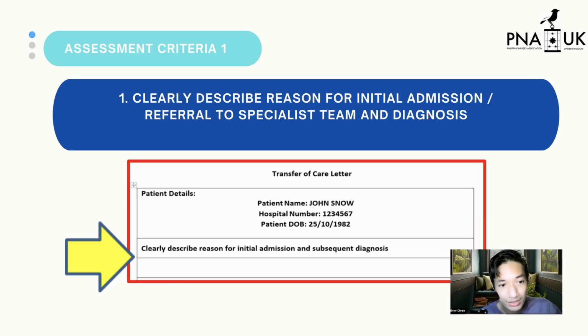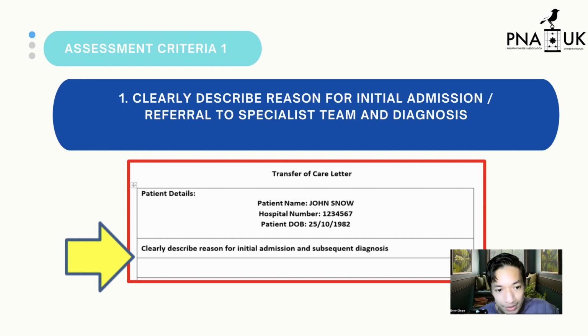So the first criteria on your evaluation station is to clearly describe the reason for initial admission, referral to specialist team, and diagnosis. As you can see on your screen, this is the actual paper on the examination. It says here, transfer of care letter. Let's pretend our patient is Mr. John Snow and his hospital number is 127. The patient's date of birth is 25th of October, 1982. This section of your document has already been completed.